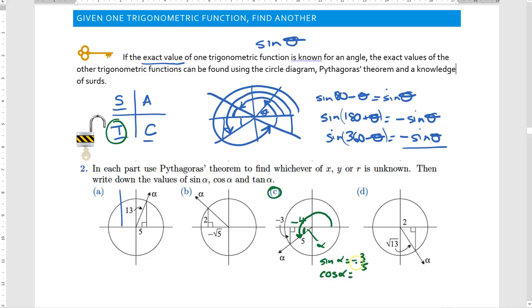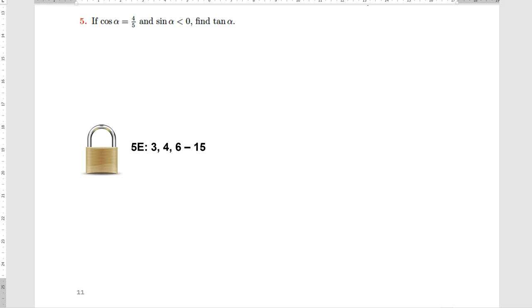Cos of alpha is negative 4 on 5, negative as we expect. Tan of alpha is sine over cos, which is either from this bit, negative 3 on 5 on negative 4 on 5, which is positive 3 on 4, or from this part, it's negative 3 over negative 4, which is positive 3 on 4. And again, positive as we expect. Our next example.